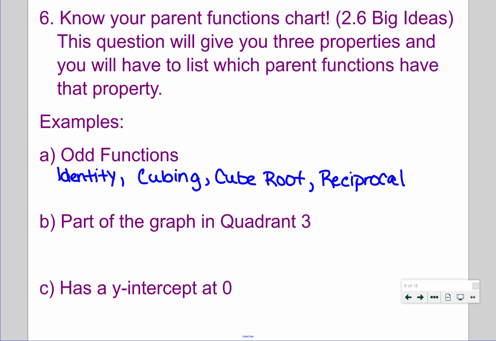Next, we want to know any function that has part of its graph in quadrant 3. Again, that is the identity.